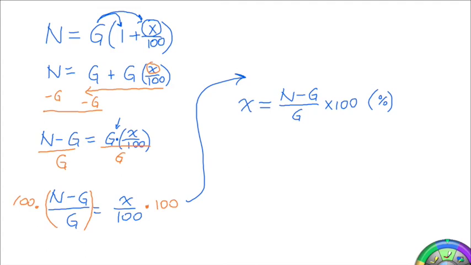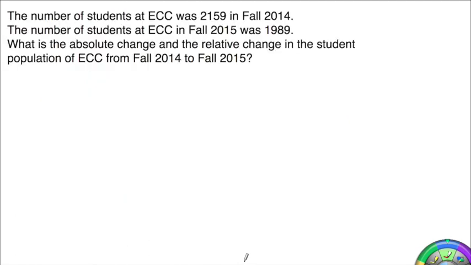Alright, let's see how this one works. New minus old over old is another way of writing it, but I'll keep with the G for old, grandma. So the number of students at ECC was 2,159 in the fall of 2014. The number of students at ECC in the fall of 2015 went down to 1989. What is the absolute change? That's that first step that I wanted to talk about. And the relative change in the student population from 2014 to 2015.